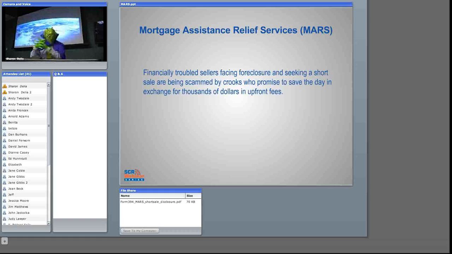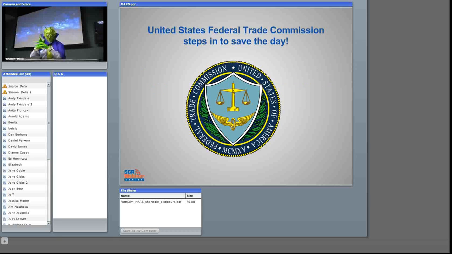To help you, we've created a disclosure form. Most of the MARS rule is basically a disclosure that you'll give to your clients when you get involved in a short sale. SCR has created form SCR 394, the short sale MARS disclosure, which is the consumer commercial communications disclosure. You will give this twice during your interaction with your sellers.